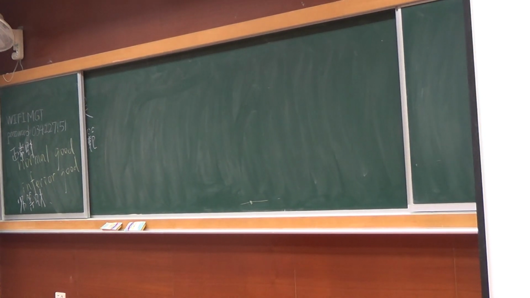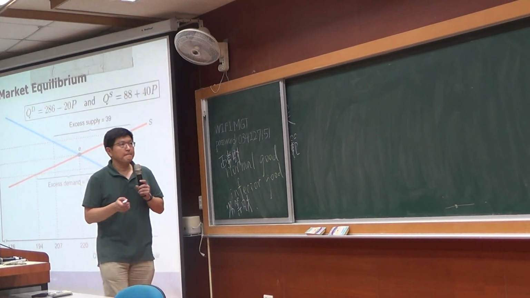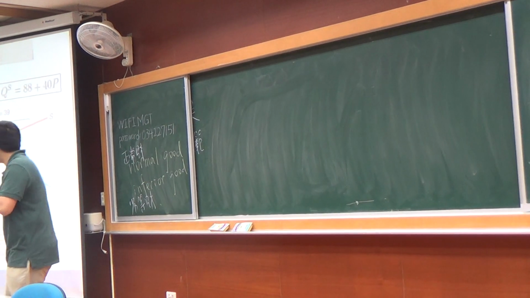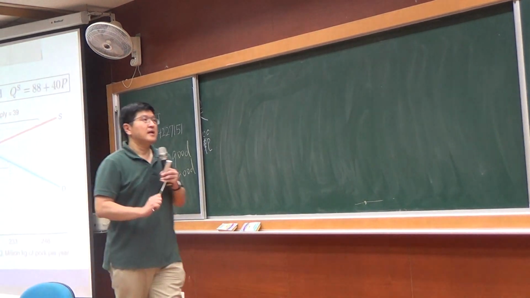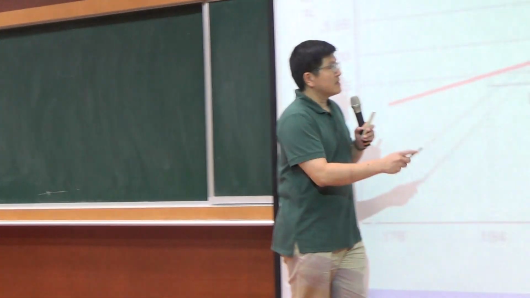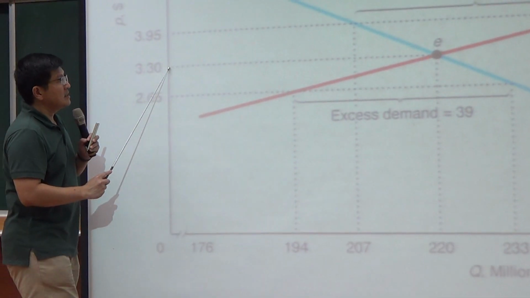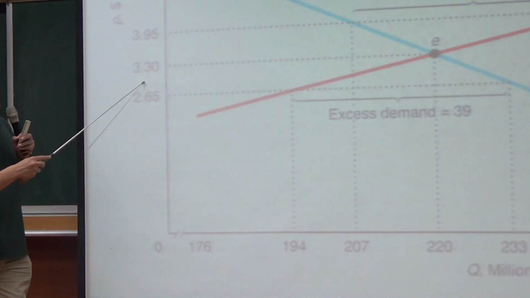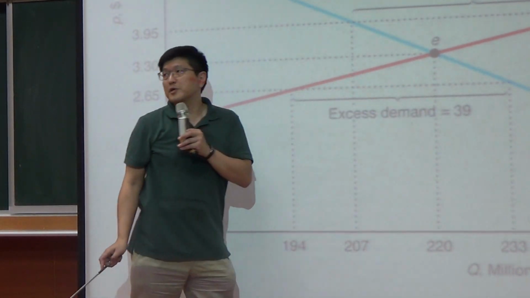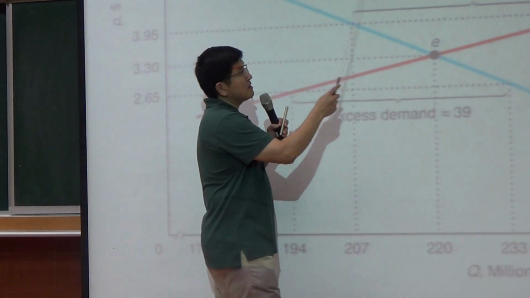Now let's go to the next slide. It's about market equilibrium. Okay? So now we have a demand and a supply, and the demand and supply cut each other at this price, 3.3, with these two reduced forms. So this is the demand, this is the supply.